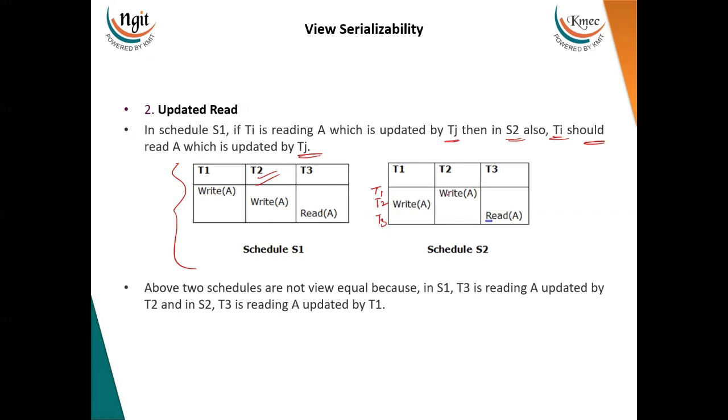At time interval 1, which operation is made by which transaction? T2 transaction made write operation on account A. That is first done by T2. And next, at time interval 2, T1 transaction performed write operation on A. And whichever recent updated operation made, it is read by T3 transaction at time interval 3. In schedule 2, the last update made is T2. In schedule 1, the last update is made by T2. Clear? So therefore, we can say that they are not view equal.